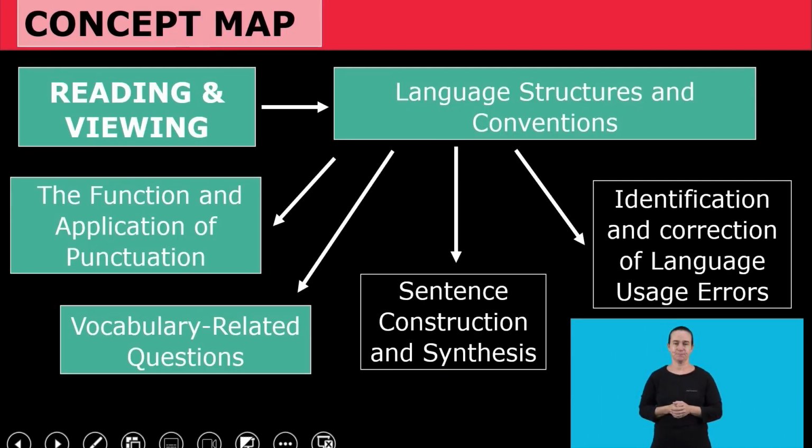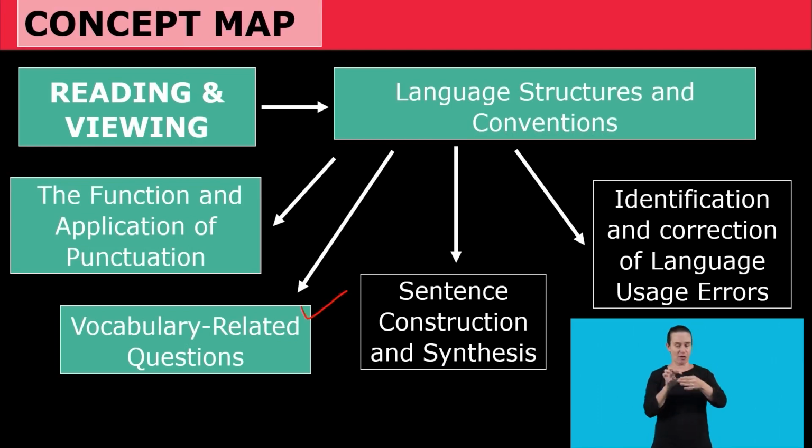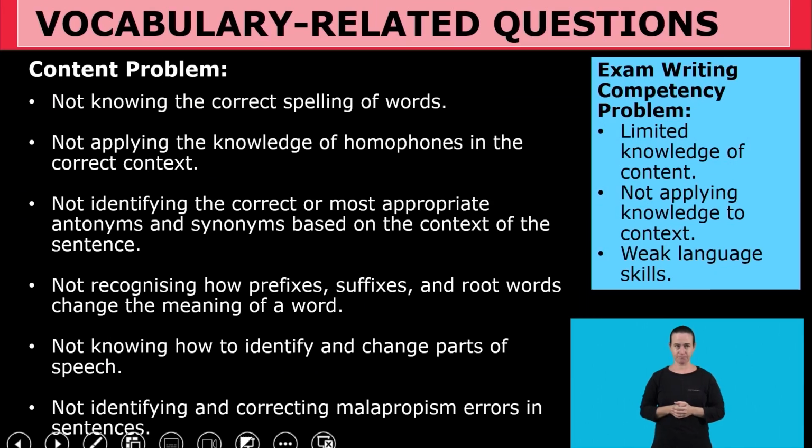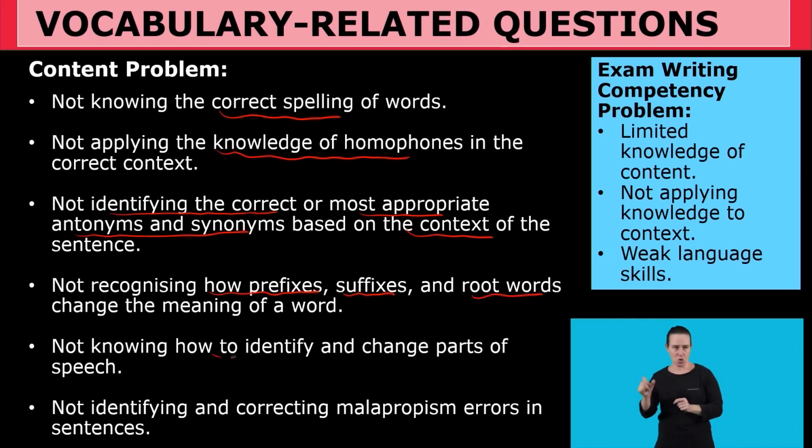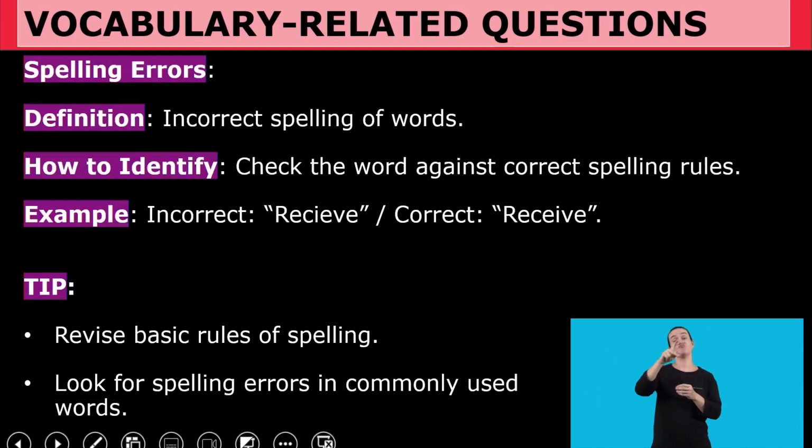Next up, we're going to look at vocabulary-related questions. Content problems include not knowing the correct spelling of words, not applying the knowledge of homophones in the correct context, not identifying the correct or most appropriate antonyms or synonyms based on the context of the sentence, not recognizing how prefixes, suffixes, and root words change the meaning of a word, not knowing how to identify and change parts of speech, and not identifying and correcting malapropism errors in sentences.